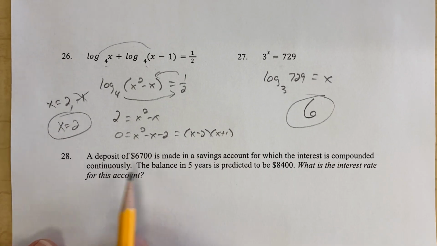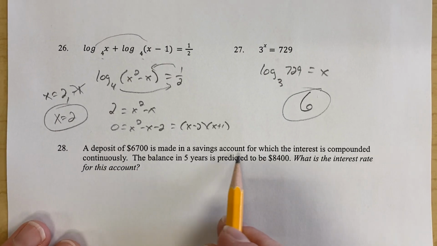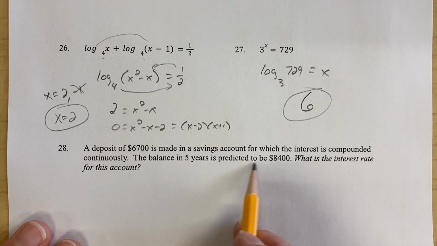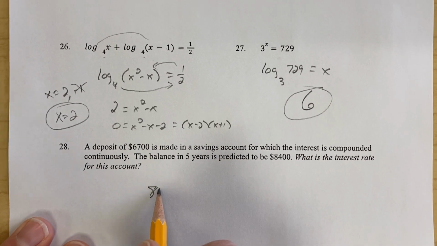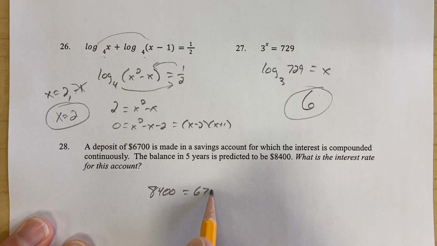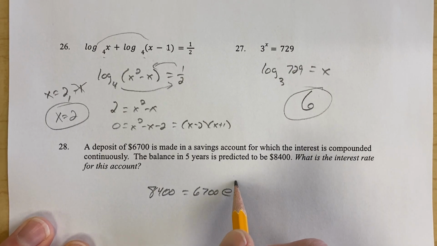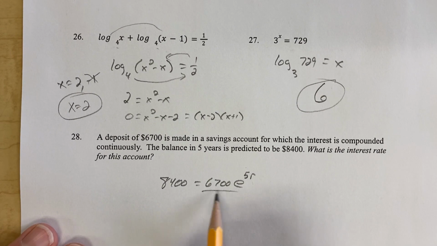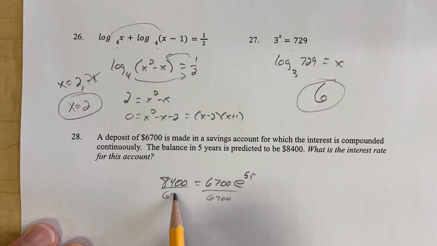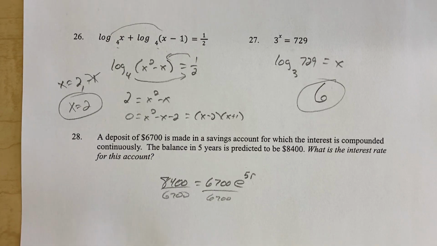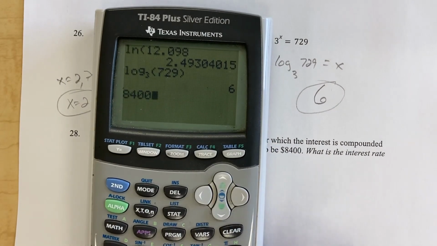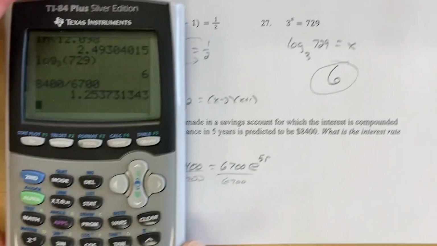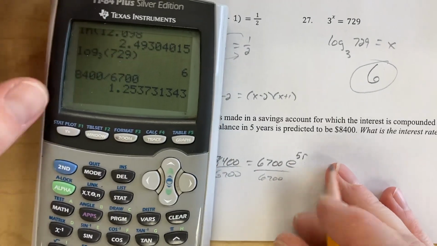All right, our last question here says a deposit of $6,700 is made in a savings account, compounded continuously. The balance in 5 years is predicted to be $8,400. So that's what we're going to end with, $8,400. 6,700 is what we started with, and we're doing this in 5 years. But at what interest rate? That's what we're trying to figure out. So we're going to divide by 6,700. All right, so if we go 8,400 divided by 6,700, we end up with this number here, 1.253 and so on. All right, let me just move that over.